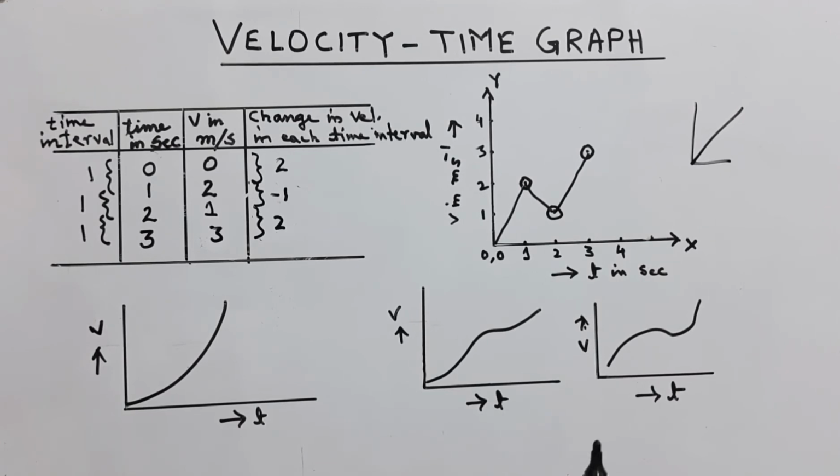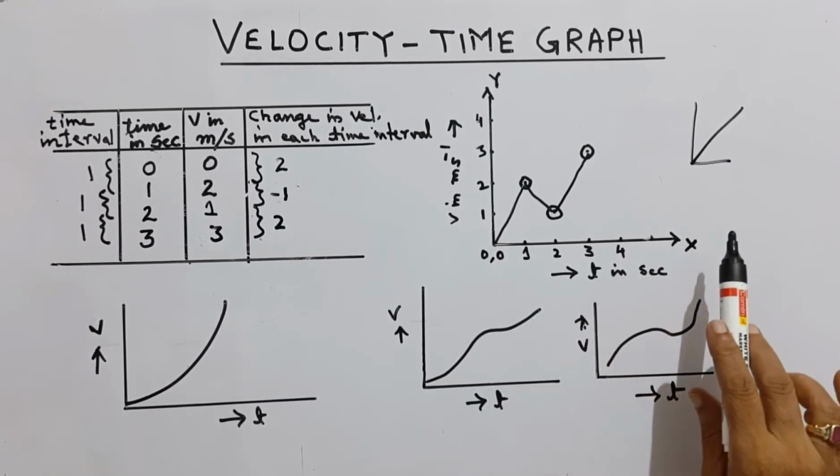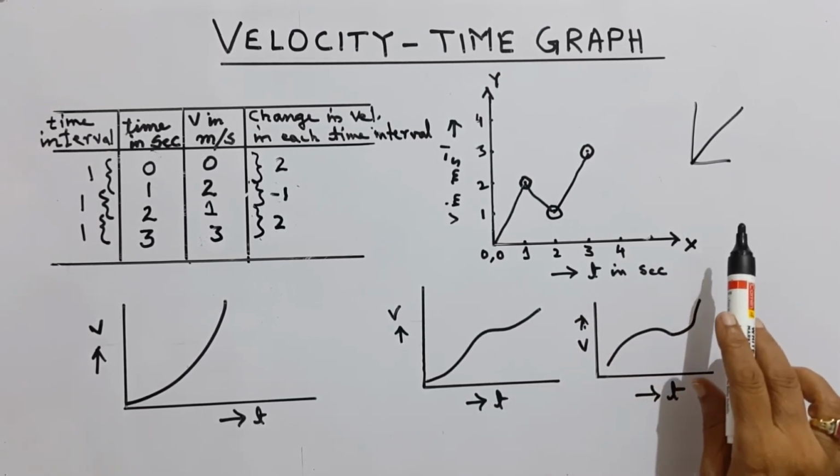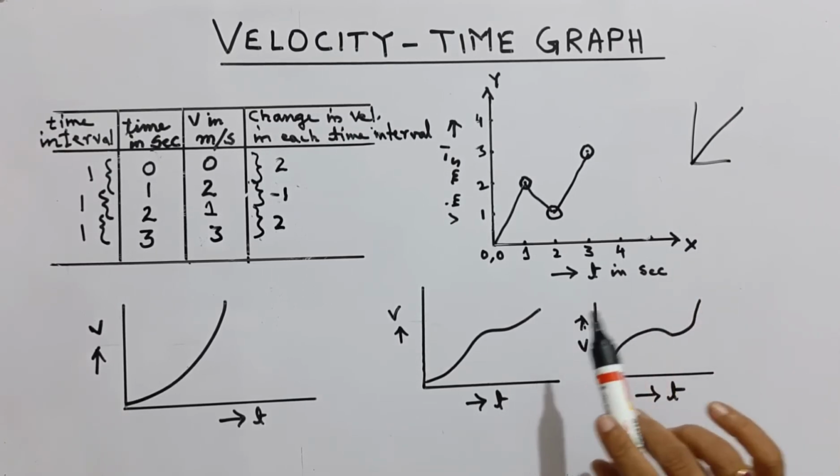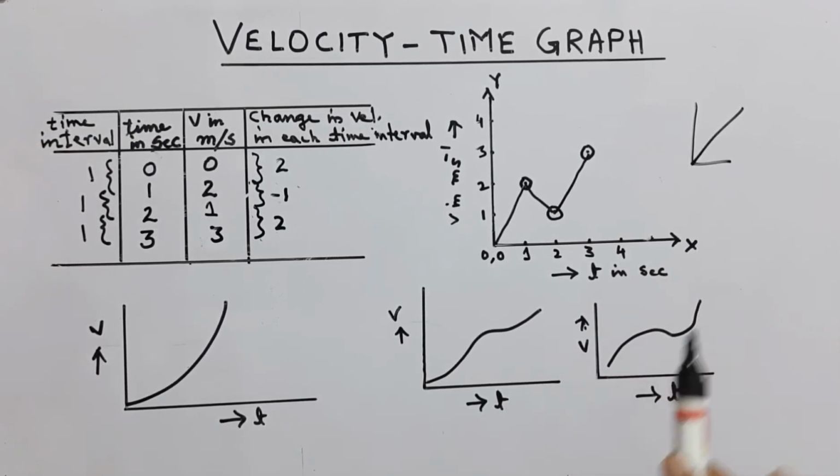We can conclude that the velocity time graph for a uniformly accelerated motion is a straight line, but otherwise, in any other case, it has a nature anything other than a straight line.